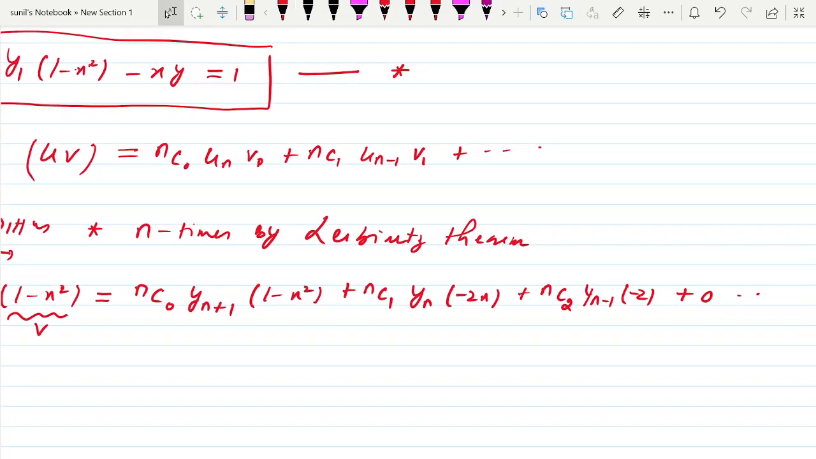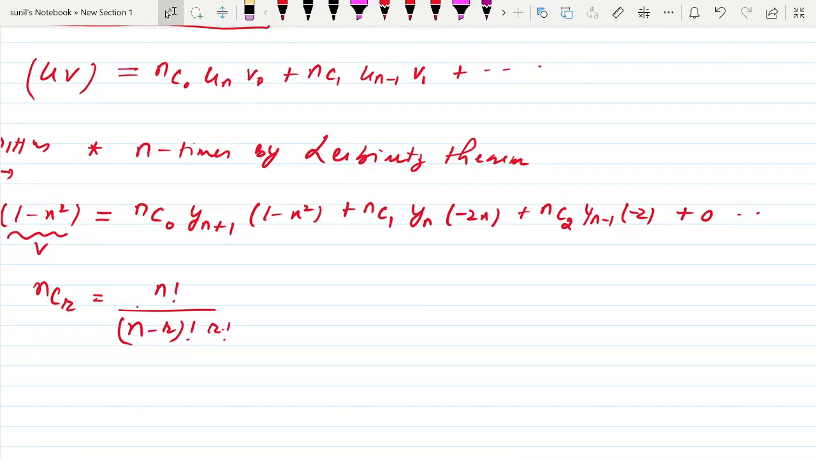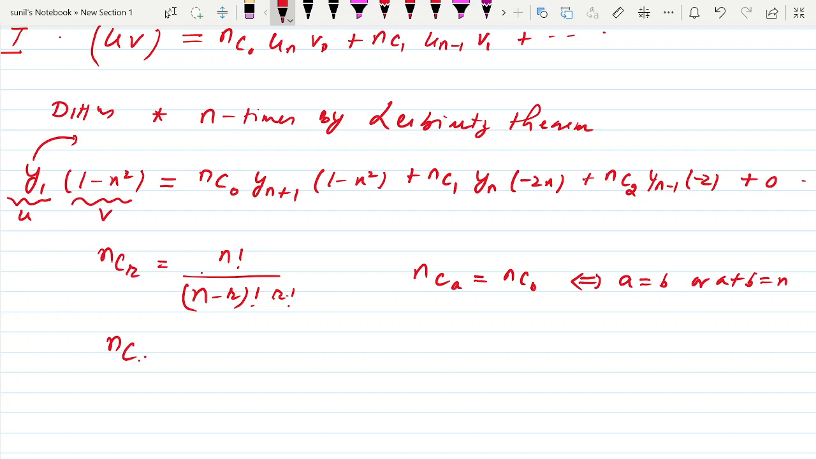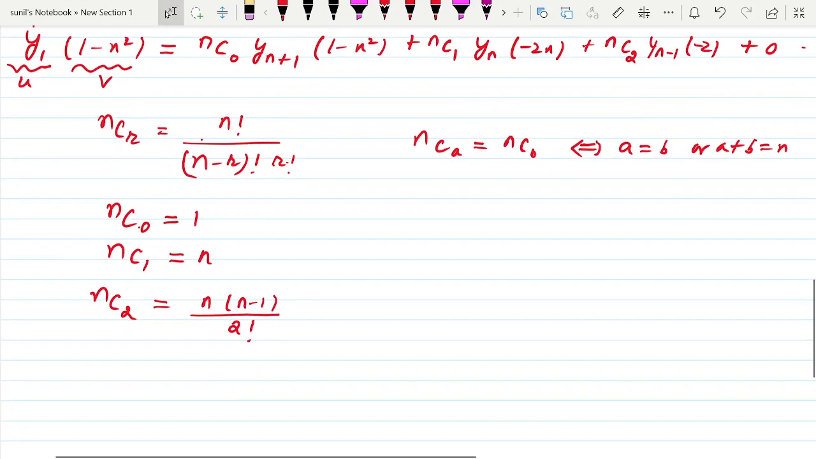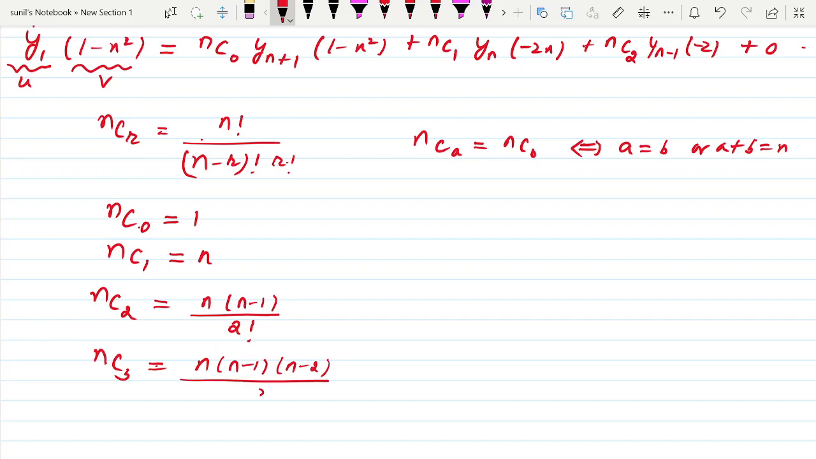Now please try to understand what nCr is. nCr is n factorial over (n minus r) factorial times r factorial. I'm giving you the shortcut to get rid of this calculation. nCa is equal to nCb if and only if either a is equal to b or a plus b is equal to n. So please try to understand that nC0 is 1, nC1 is n, and nC2 is n into n minus 1 over 2 factorial. Just try to understand the pattern. nC3 is n, n minus 1, n minus 2 over 3 factorial.